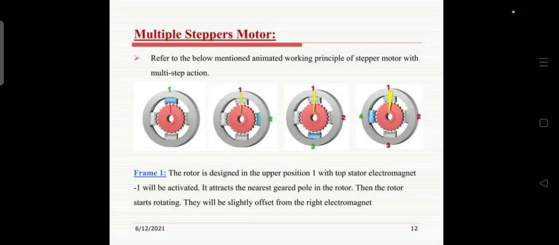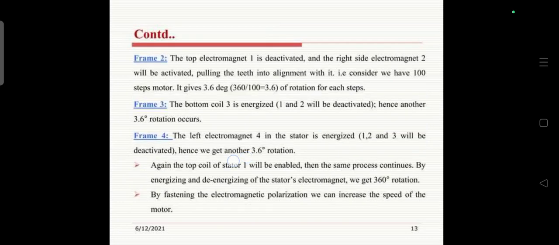Again the top coil of stator 1 will be enabled. Then the same process continues one by one. By energizing and de-energizing the stator electromagnets, we get 360 degree rotation. By speeding up the electromagnetic polarization, we can increase the speed of the motor.